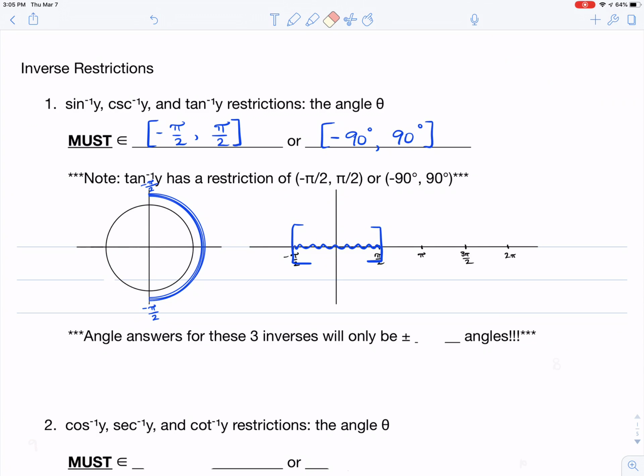Now I've given you some pictures down here. One of them is a picture of the unit circle itself, where I've marked all of the places from negative pi over 2 to positive pi over 2. But I've also drawn a picture on the number line showing from negative pi over 2 to positive pi over 2. The biggest thing to remember about this is when you get your theta, when you get your angle answer for these 3 inverses, your answers are only ever going to be a positive or negative quadrant 1 angle. I'll discuss that a little further when you come to class.